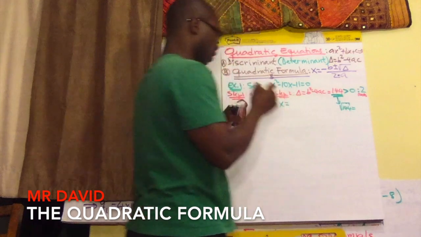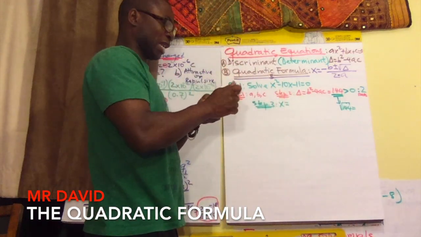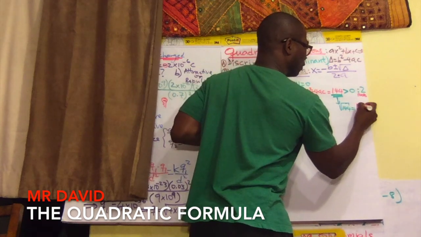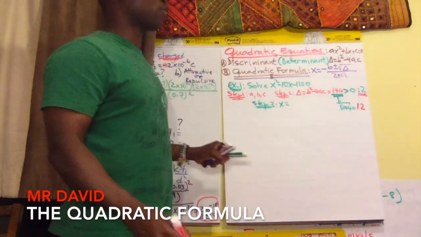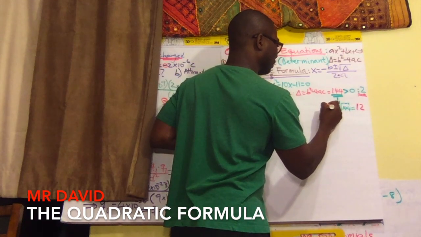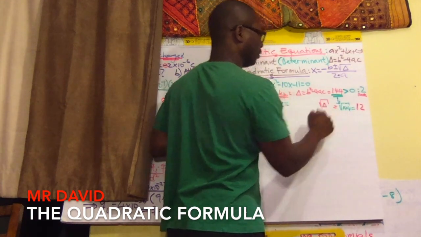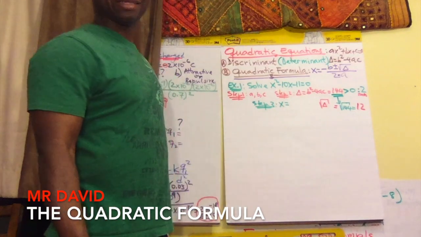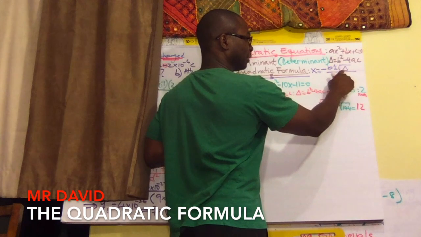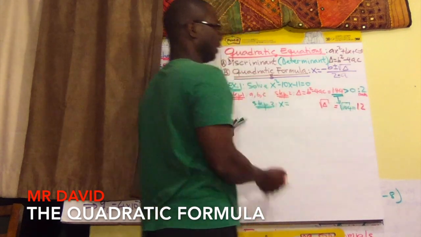Well, if you break down 144 or use your calculator, it's 12 times 12. So the square root of 144 is 12. So you find this right here, the square root of delta. The square root of delta is 12. Once you find that, it's easy now to plug it in.